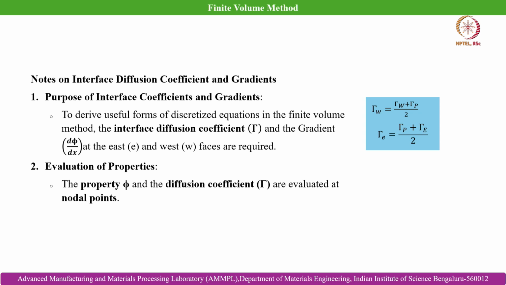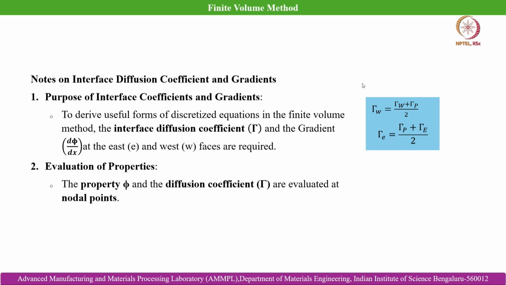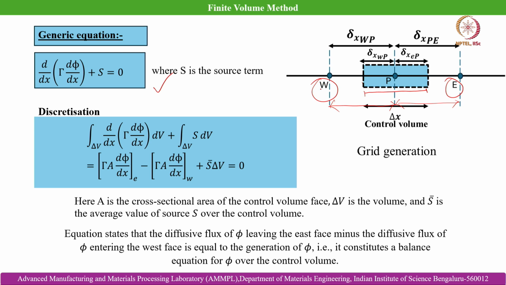So, we can approximate by linear interpolation. Tau w is basically the value of tau at the west face of the control volume, over here, and from here we can estimate it. It is basically the average between both, that is tau capital W plus tau capital P divided by 2. Similarly, we can estimate the diffusion coefficient tau at the east boundary of the control volume, which is designated tau small e, equal to tau capital E plus tau capital P divided by 2.